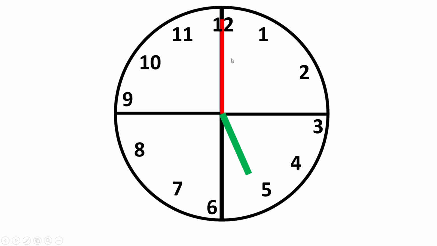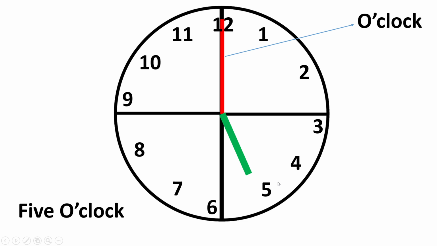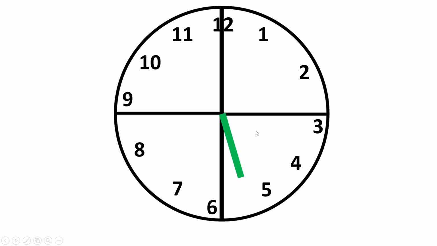As we can see, the minute hand is currently at 12. We call this o'clock. Before the o'clock, we normally say what the hour is. We can see that the hour hand, the shorter one, is pointing at 5. So we would say that it is 5 o'clock. Let's see when the minute hand moves around to the 3.